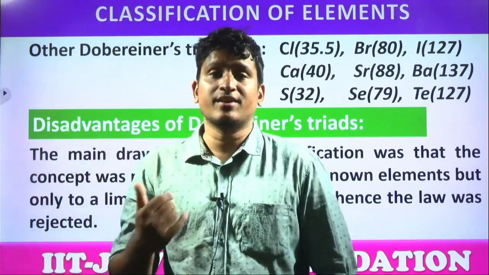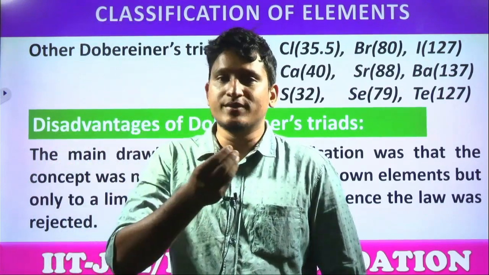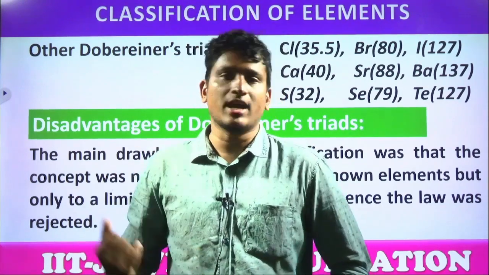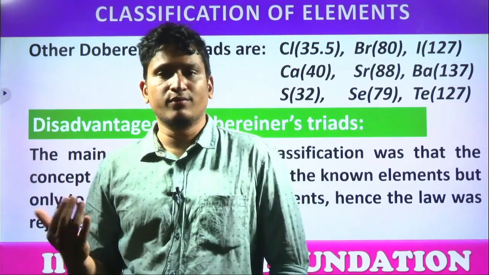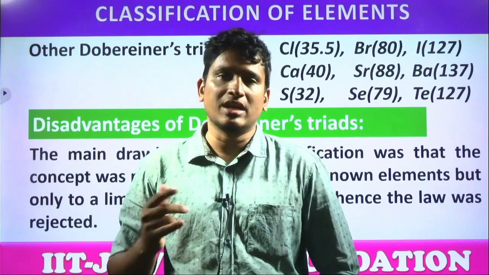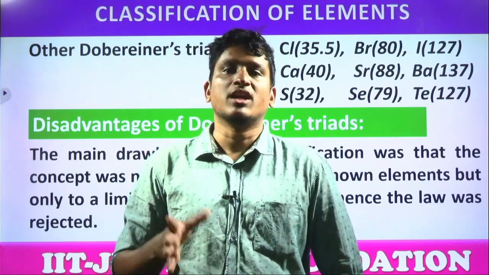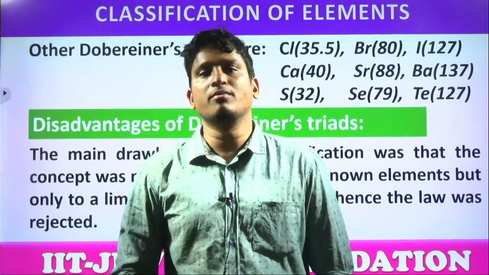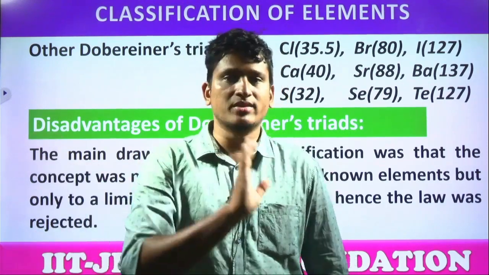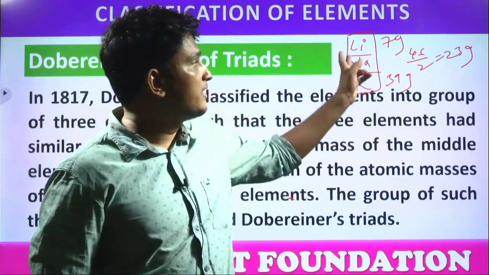Then why did he classify? At that time we didn't have such sophisticated techniques to find the mass so accurately. Yes or no? Now we know. Now we have mass spectroscopy, everything. Now we know the masses exactly. At that time we didn't know the exact masses, so he classified. That means whatever triads were given by Dobereiner, later on people did not accept his law. But only one triad is accepted, that is lithium, sodium, potassium.